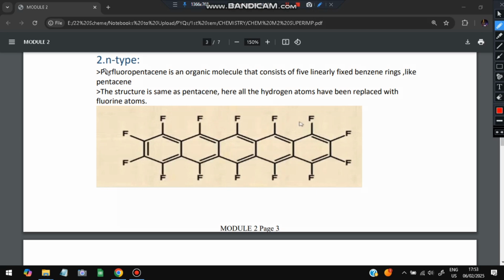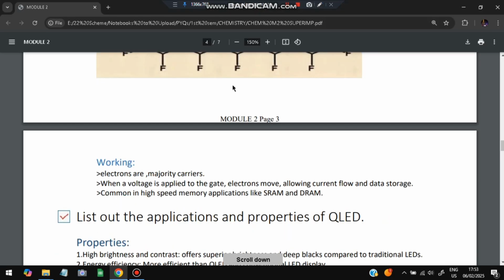Second is N-type. Here, perfluoropentacene is an organic molecule consisting of five benzene rings with all fluorines. So the hydrogen atoms have been replaced by fluorine atoms, and this is sandwiched between the electrodes, cathode and the anode. That is the N-type. And the working is as follows.